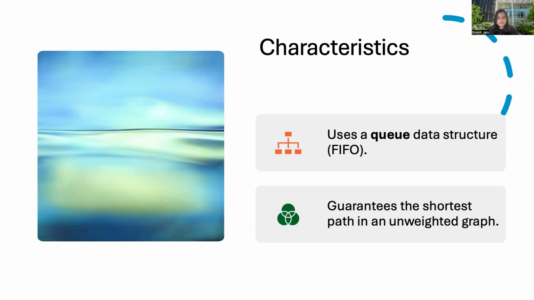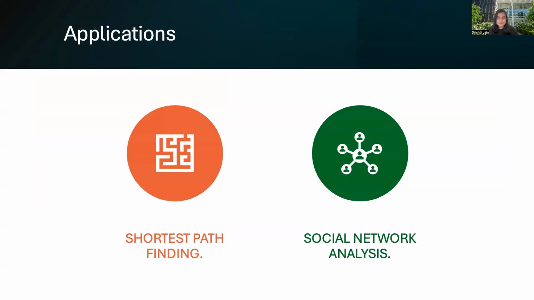Also, when you traverse a graph with BFS, you're guaranteed to have the shortest path in an unweighted graph. So if you ever have a question of directly finding the shortest path and the given graph is an unweighted graph, go for BFS. Two key applications of BFS. The first is shortest path finding. Whenever you have to find the shortest path in case of an unweighted graph, BFS is the way to go.